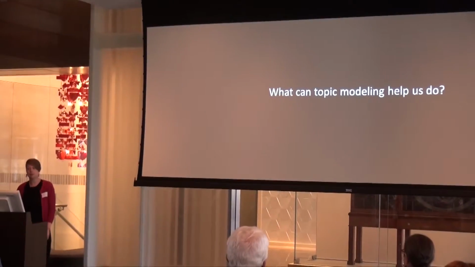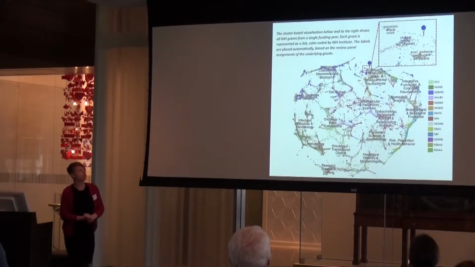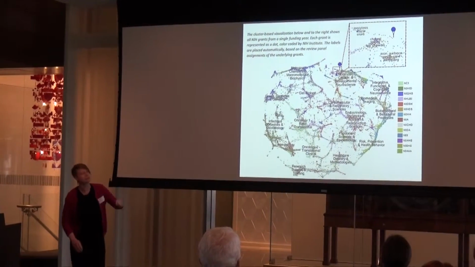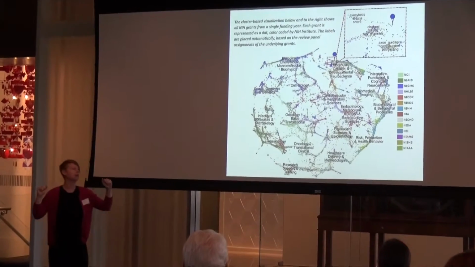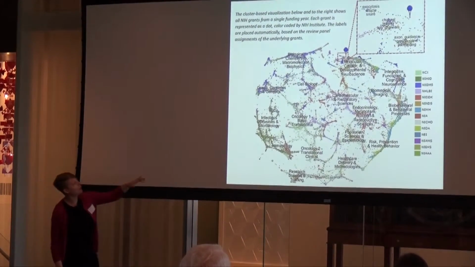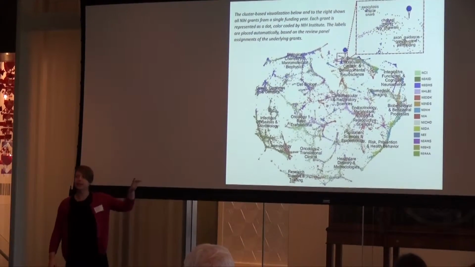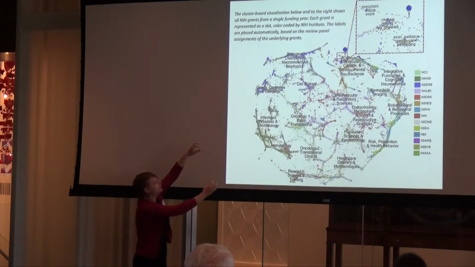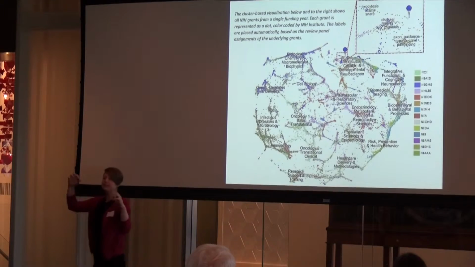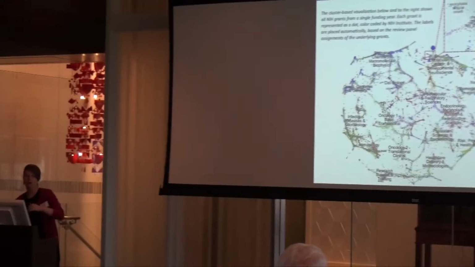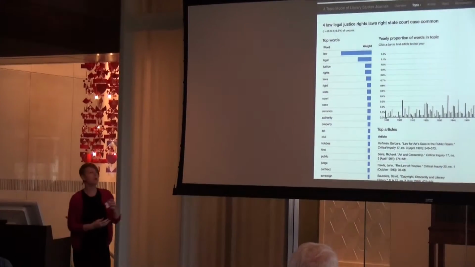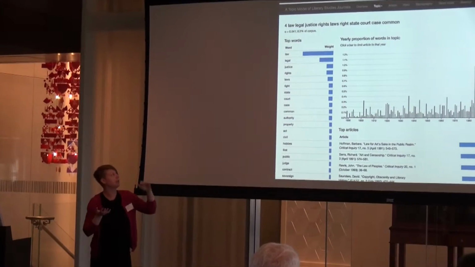So what can topic modeling help us do? Well, researchers for the NIH used it to go through all of the funded grants that they had and figure out what people were studying, and by looking at this, you could also see who was studying in the same field, if you wanted to do that. You can also dig in deeper into particular subjects.